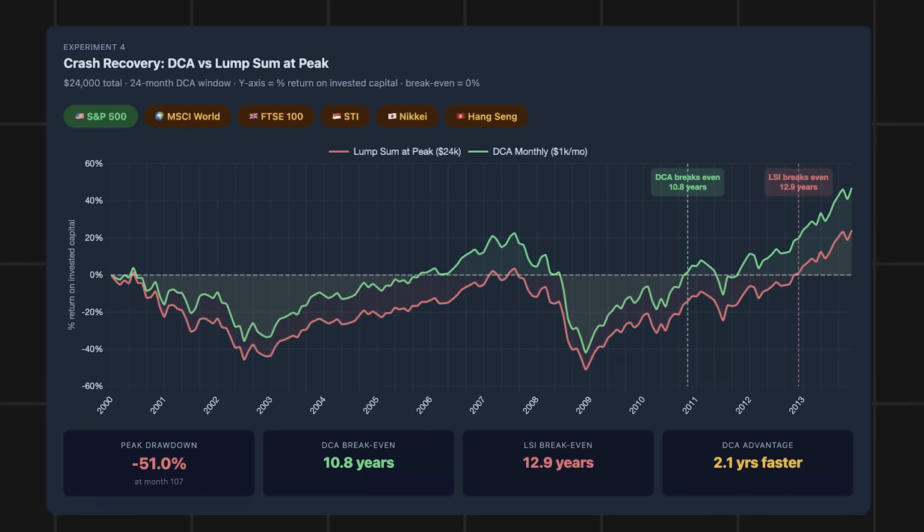For example, if you had lump summed into the S&P 500 right at March 2000, you would have taken about 13 years to break even. But if you had just DCA'd through that same period, where you buy every month all the way down, you would have broken even 2 years earlier. That's because by buying as prices fell, you are constantly lowering your average cost. This means you won't even have to wait for the market to fully recover before you are back in profit.